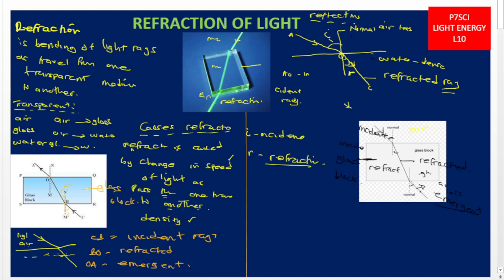I've said refraction is the bending of light rays as they travel from one transparent medium to another. What causes it? The change in speed of light as it moves from one transparent medium to another transparent medium with a different density. Then the parts we have: the incident ray, the refracted ray, and the emergent ray. This one is the glass block. So this is refraction of light.